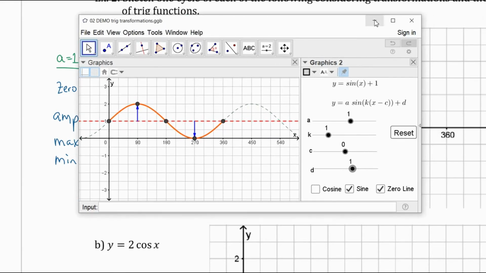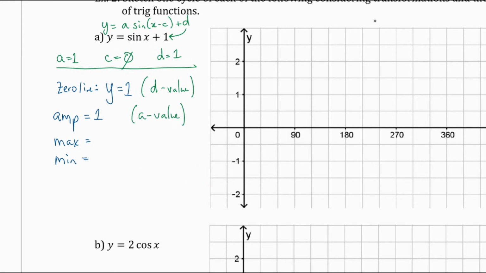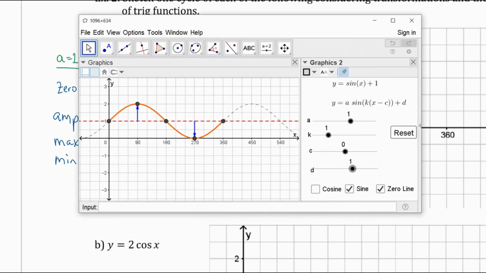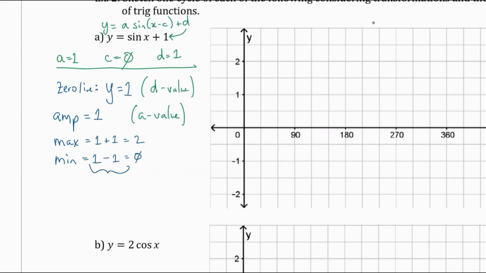So that means the max is going to be the zero line, which is 1, plus the amplitude, which is 1. So the max is going to be 2. And the min is going to be the zero line 1 minus the amplitude 1, which is 0. And again, we can see that here: I've gone up to put my zero line at 1, and I go up the amplitude to 2 and down the amplitude to 0. A bit of a tricky example because it's all ones, but if you followed it with the video, hopefully you saw where each one came from.